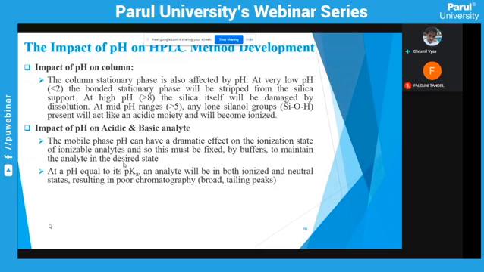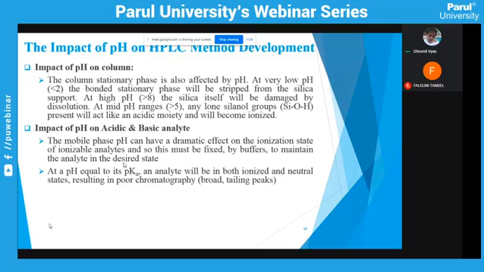This slide will explain how we can increase the life of our column and what will happen to the column at very acidic and basic conditions. At very low pH, that is less than 2, the bonded stationary phase will be stripped from the silica support and the column will be damaged. Similarly, if you work at high pH, that is greater than 8, the silica of the column will dissolve and the column will be damaged. I have covered a separate slide to see the impact of pH on the column. We'll discuss it later.